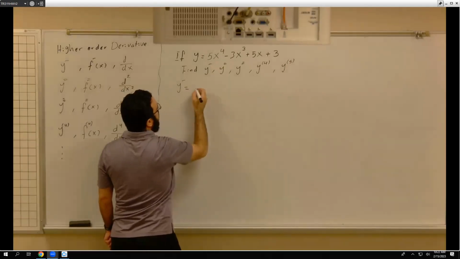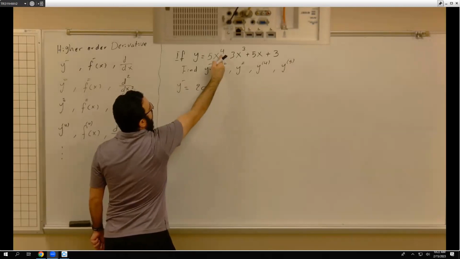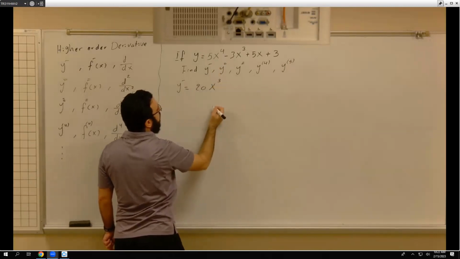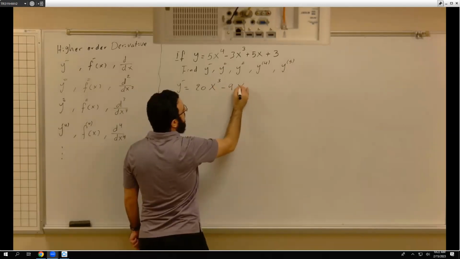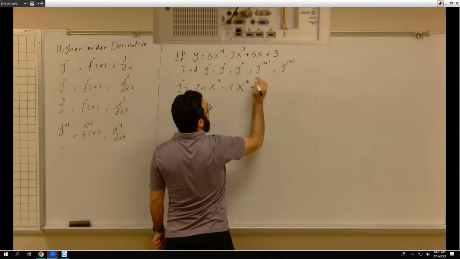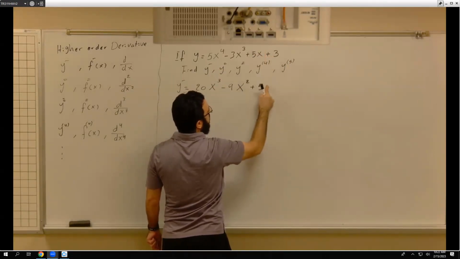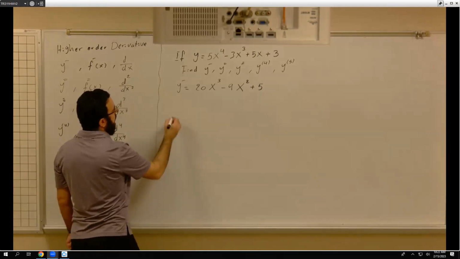5 times 4 is going to be 20. Here's the x, 4 minus 1 is going to be cubed. Minus 3 times 3 is going to be 9. Here's the x, 3 minus 1 is going to be 2. Plus 5 times 1 is going to be 5. 1 minus 1 is going to be 0, that means it's 1, so that's it. The derivative for the constant is going to be 0. This is the first derivative.